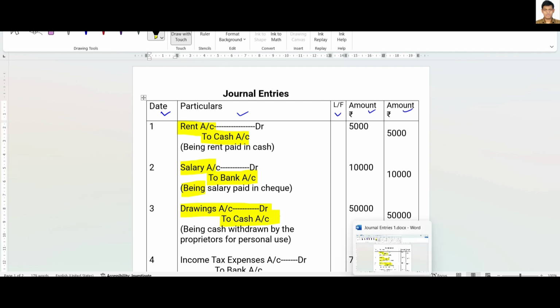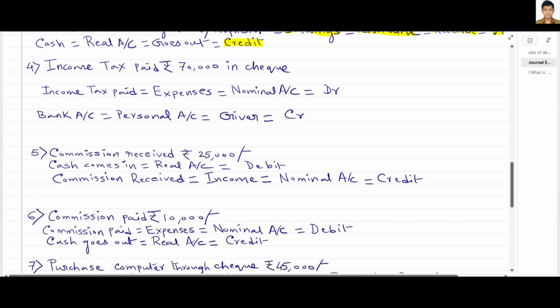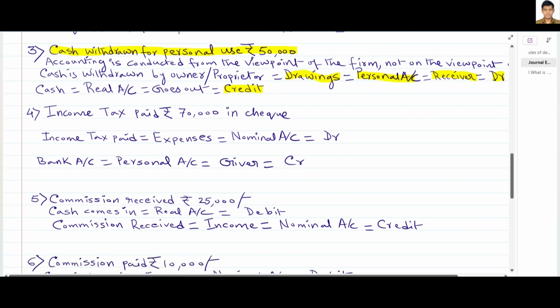So let's come to the next journal entry. Income tax paid rupees 70,000 in check.